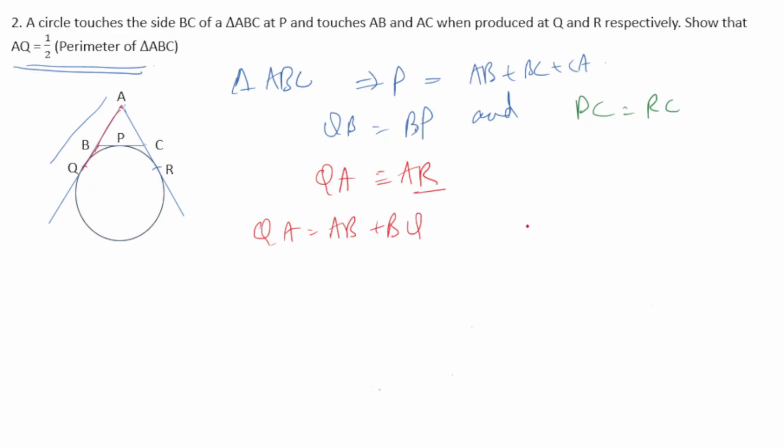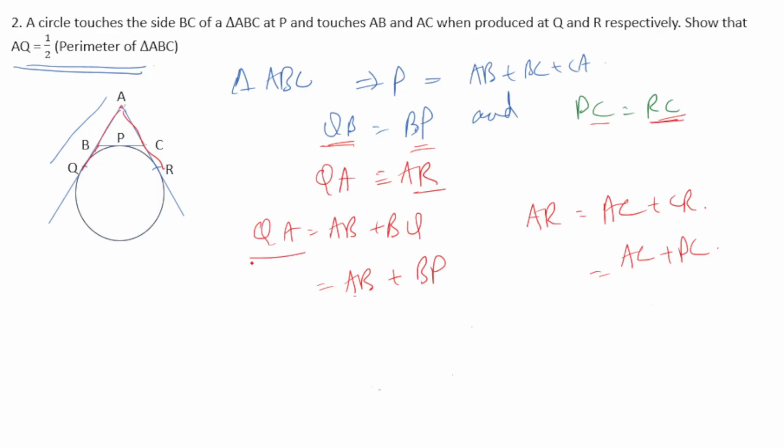And AR is what? AR is AC plus CR. And here we have BQ is equal to BP. We'll substitute here. QA is equal to AB plus BP. And we have RC is equal to PC, so AR is AC plus PC. We are substituting RC equal to PC.